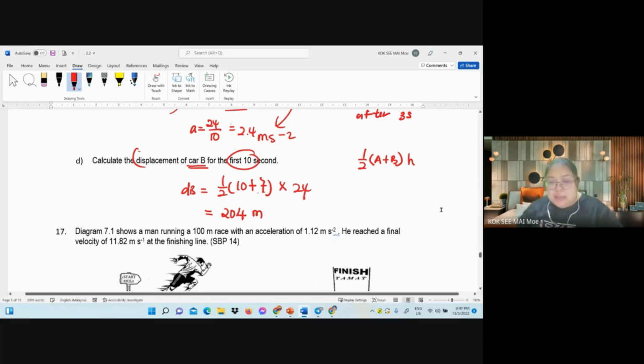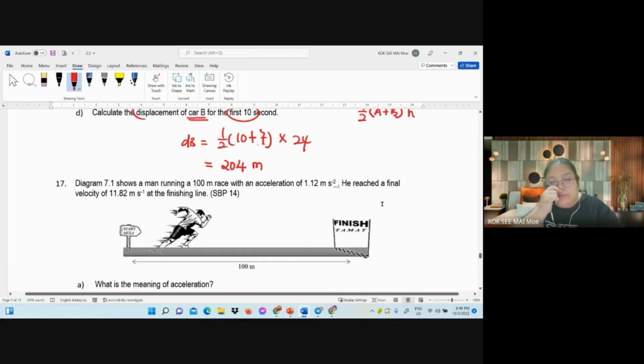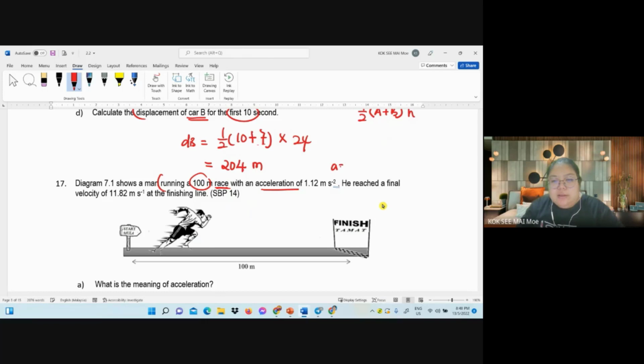You check the answer, I don't know if it's correct or not. 17 times 24 divided by 2, 204 meters. Okay, question 17. They show a man running a 100-meter race with acceleration 1.12, reaching a final velocity of 11.82 at the finishing line.